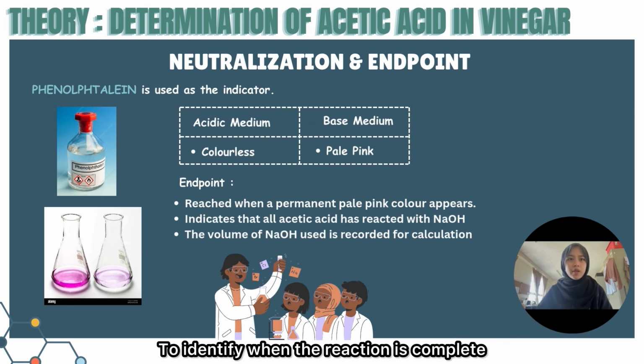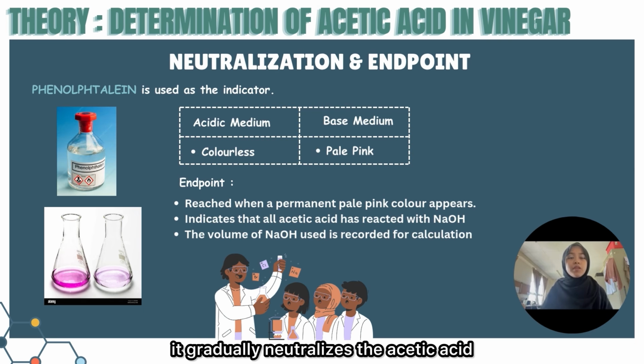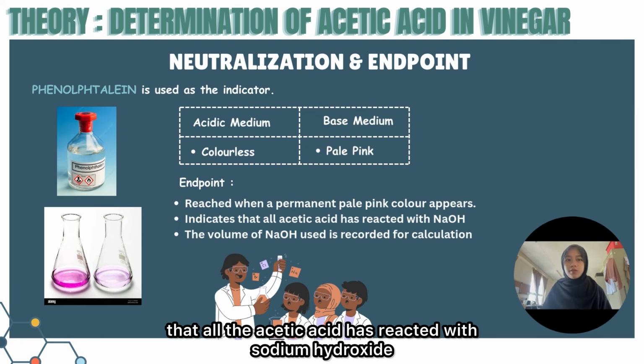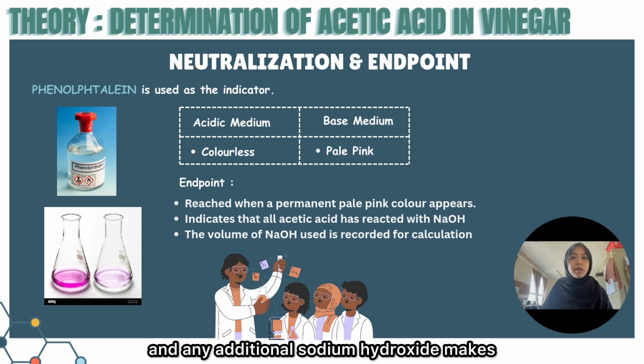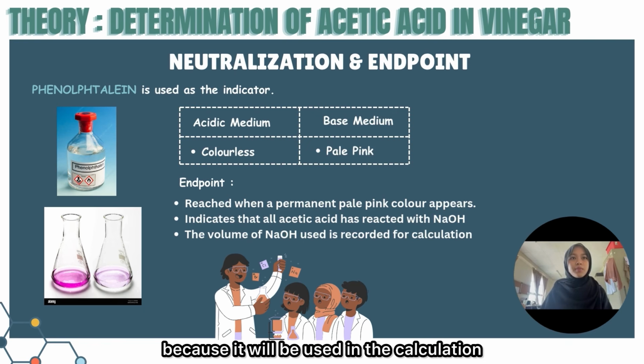Next is the neutralization process and the endpoint of the titration. To identify when the reaction is complete, phenolphthalein is used as the indicator. Phenolphthalein is colorless in acidic solution but turns pale pink in basic solution. At the beginning of the experiment, the vinegar solution is acidic, so it remains colorless. As sodium hydroxide is added, it gradually neutralizes the acetic acid, and the endpoint is reached when a permanent pale pink color appears and remains for about 30 seconds. This color change indicates that all the acetic acid has reacted with sodium hydroxide, and any additional sodium hydroxide makes the solution slightly alkaline. At this point, the volume of sodium hydroxide used is recorded because it will be used in the calculation of the percentage content of acetic acid.